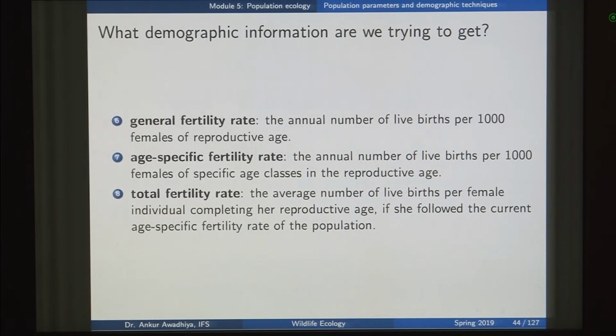Or total fertility rate, the average number of live births per female individual completing her reproductive age if she followed the current age specific fertility rate of the population. So, you are integrating the whole values.